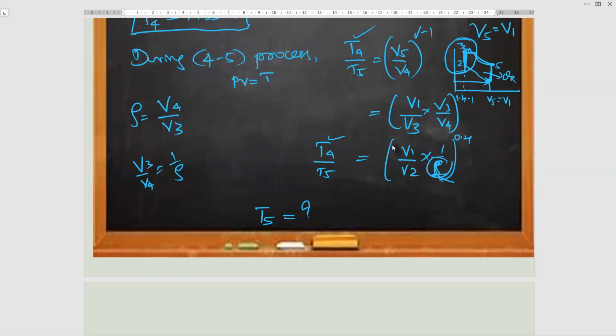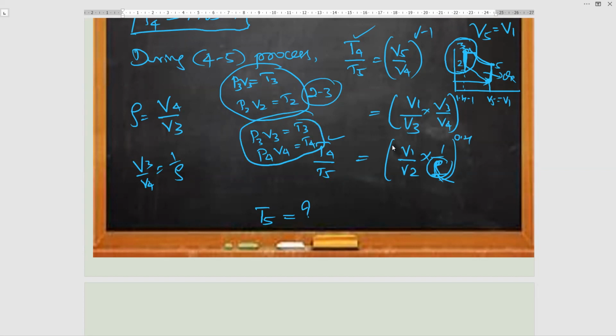Apply the ideal gas equation. P3, V3, T3. P2, V2, T2. You can ask why you are applying this equation, because it is a 2 to 3 process, constant volume. Or you can apply P3, V3, T3 and for point number 4, P4, V4 divided by T4. And it is constant pressure. So P3, P4 get cancelled. So V3 by V4 I can write as T3 by T4, that is 1 by rho.